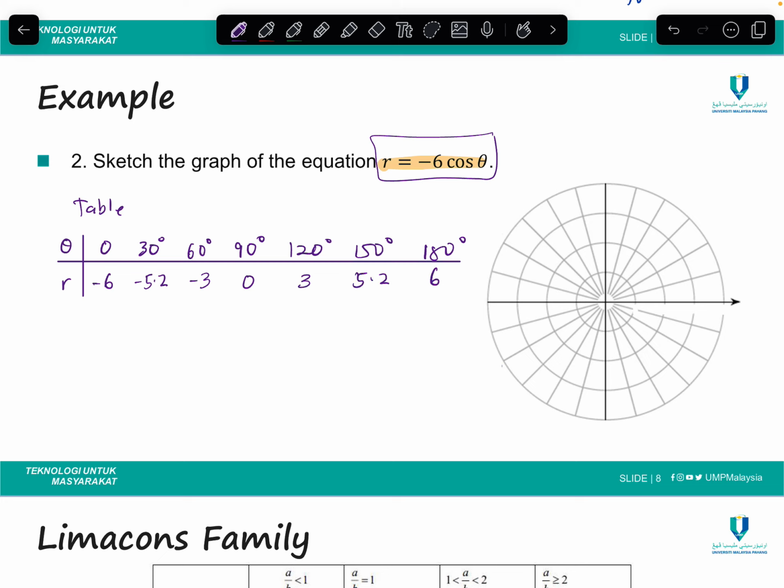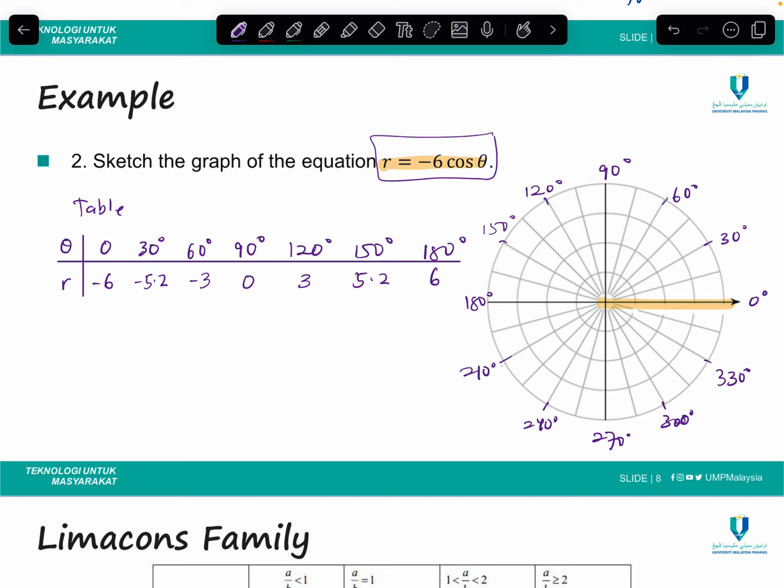So after that, you have to plot all the points. Always start 0 degrees at the positive x-axis, and the remaining angles are like this. Okay, now look at 0 degrees. So you have to focus on here, and you have to plot -6.